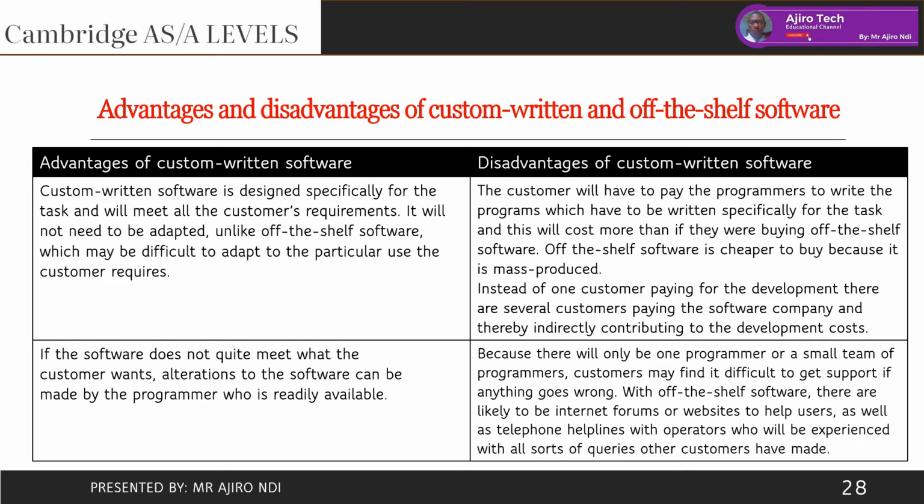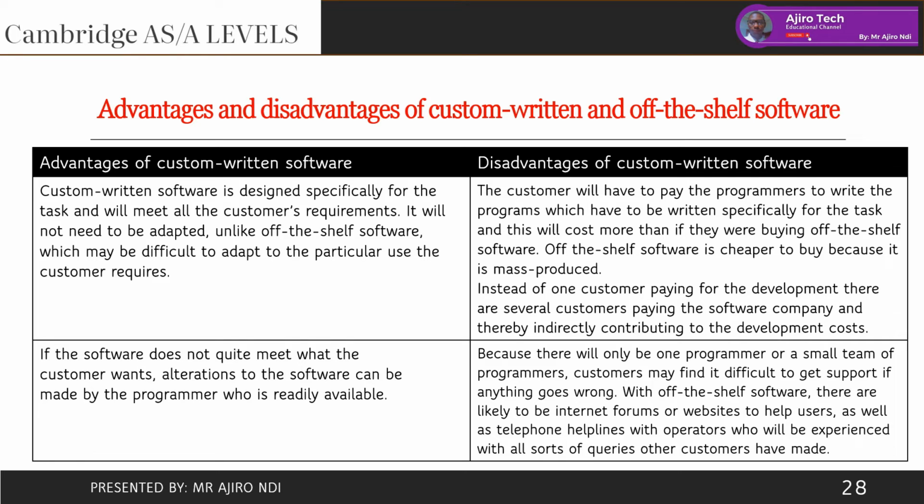The disadvantage is that the customer will have to pay the programmer to write the program, which will have to be written specifically for the task, and this will cost more than buying off-the-shelf software. Off-the-shelf software is cheaper to buy because it's mass-produced. Instead of one customer paying for the development, there are several customers paying the software company, thereby indirectly contributing to the development cost.